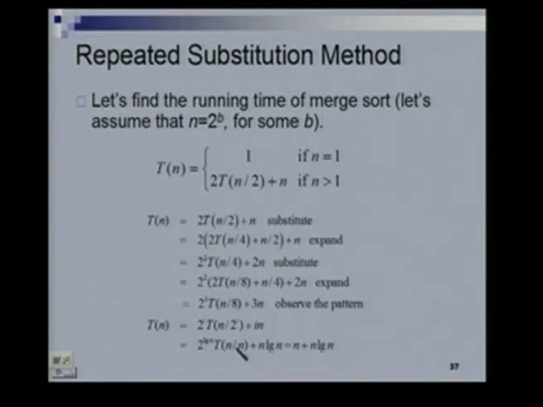T of 1 is 1. So, this becomes n in all and this becomes n log n. So, I get a total of n plus n log n, which is order n log n. So, that is the total time taken by this procedure.